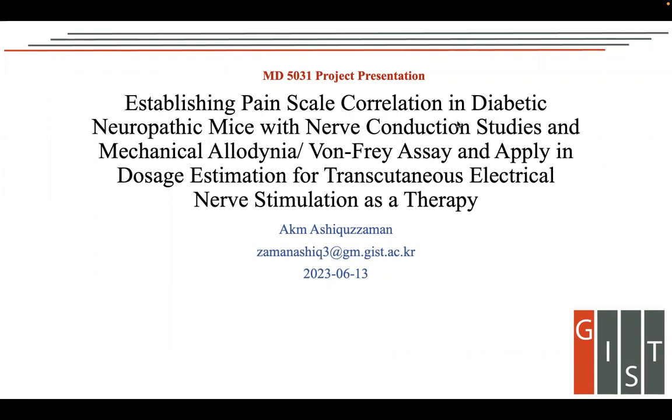So, my project's title is Establishing Pain Scale Correlation in Diabetic Neuropathic Mouse with Nerve Conduction Studies and Mechanical Allodynia, and apply in the dosage estimation for transcutaneous electrical nerve stimulation as a therapy. So, let me explain what my project actually is doing.